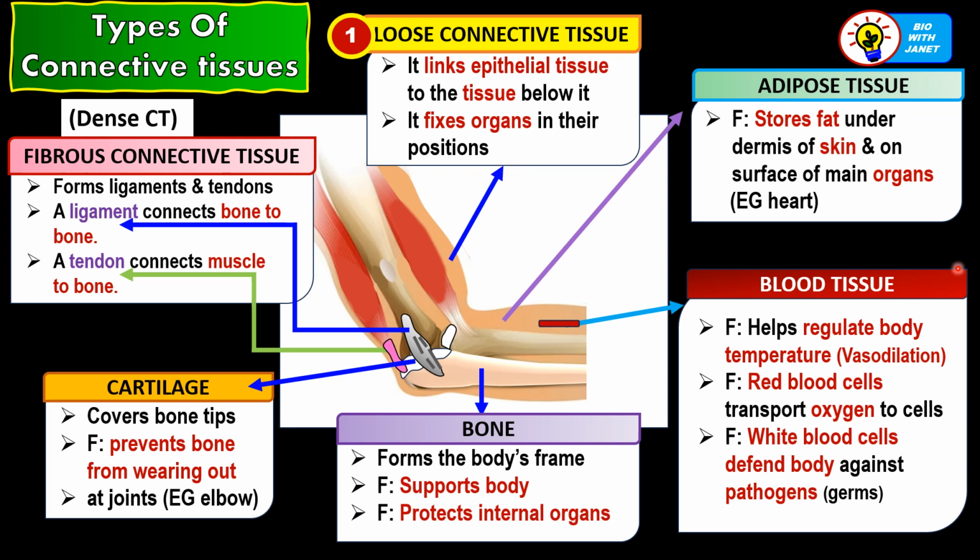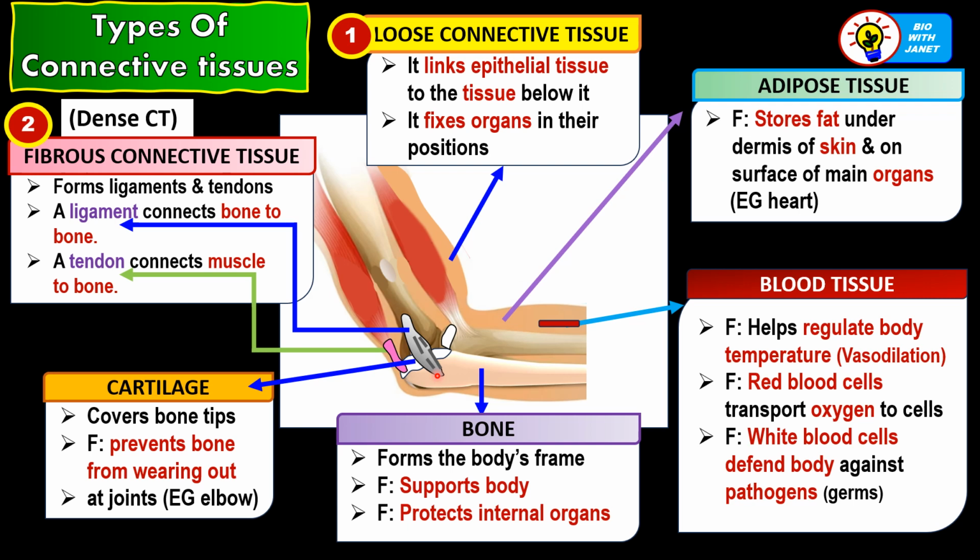Secondly, we have the dense connective tissue or fibrous connective tissue. Okay, textbook uses the term fibrous connective tissue. It's also called the dense connective tissue. These form ligaments and tendons. So 2 examples of fibrous connective tissues are ligaments and tendons. Now, ligaments. A ligament is a connective tissue that connects bone to bone. For example, at the elbow joint here. Okay, the humerus is connected to the ulna by ligaments. So the ligament will hold the bones in place during movement.